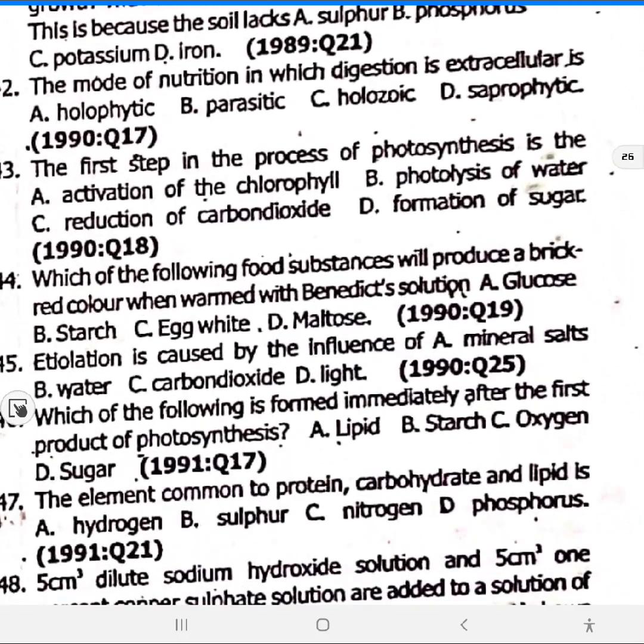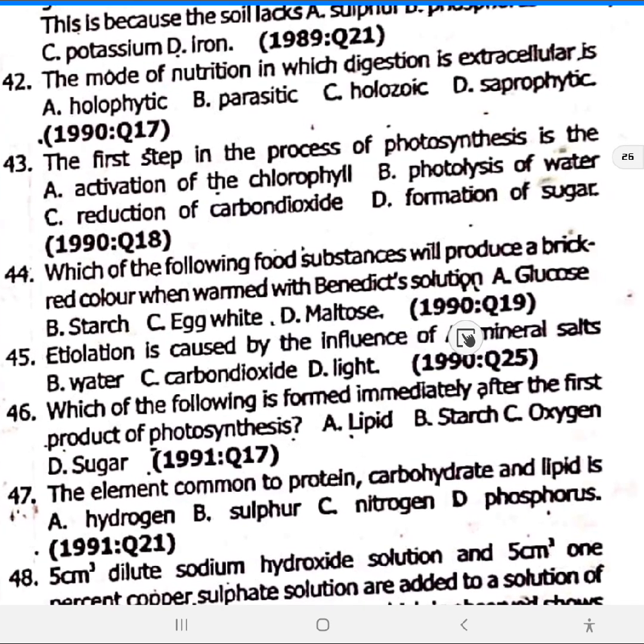44. Food substance. Which of the following food substances will produce a brick red color when warmed with Benedict's? Benedict's helps us test for reducing sugar. Don't forget, Benedict's helps us test for sugar. So 44 is option A, glucose. Next, reducing sugar. Don't forget.